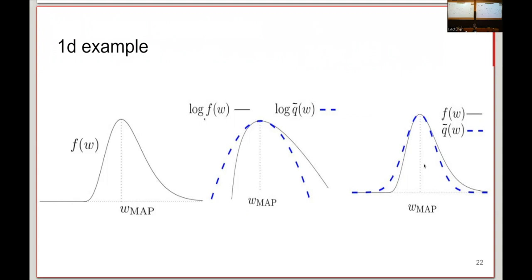This is an unnormalized Gaussian. It's q tilde, but I can normalize it very easily because Gaussians are easy to normalize. So this is the example in 1D.